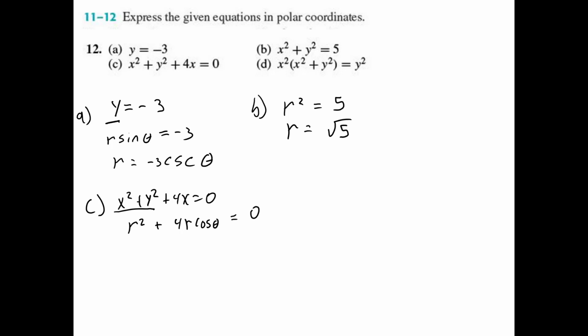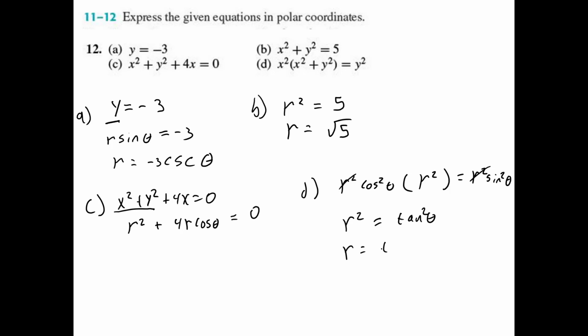Okay, and so then for D, x squared is r squared cosine squared theta, and y squared is r squared sine squared theta. Except for the pole, the r squareds go away, leaving you with r squared is equal to the tangent of theta squared. If we square root and we ignore the plus minus, r is the tangent of theta.